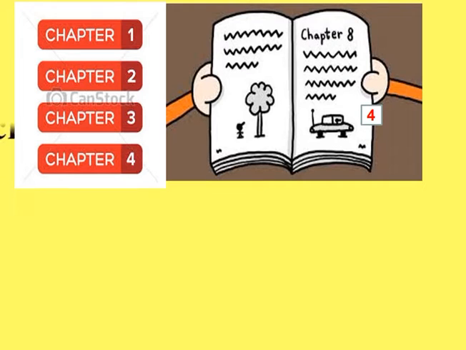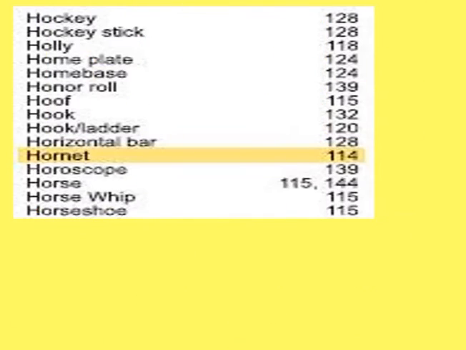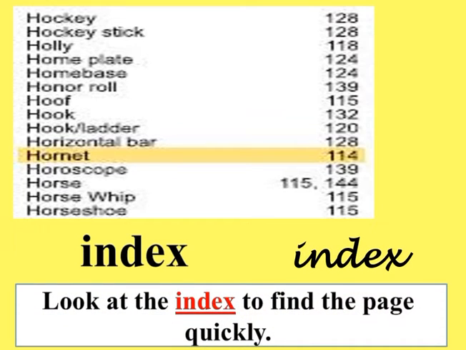The next word is chapter. For example, this book contains 4 chapters. The next word is index. For example, look at the index to find the page quickly.